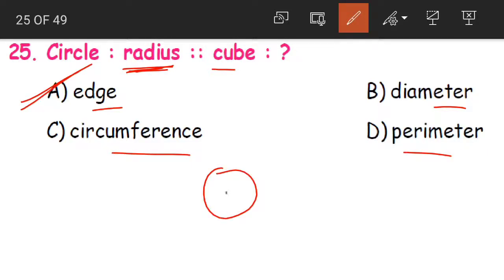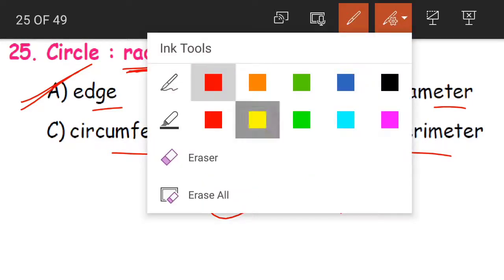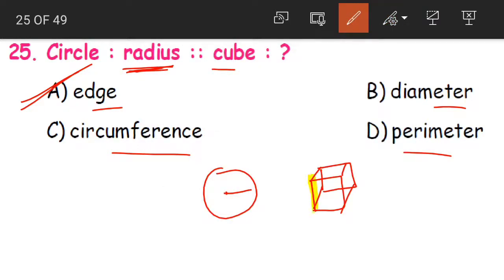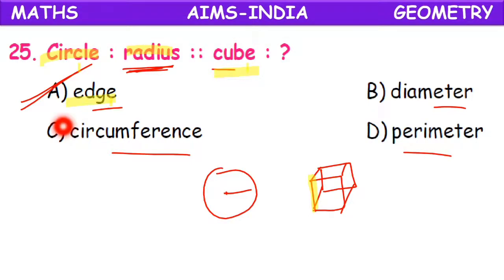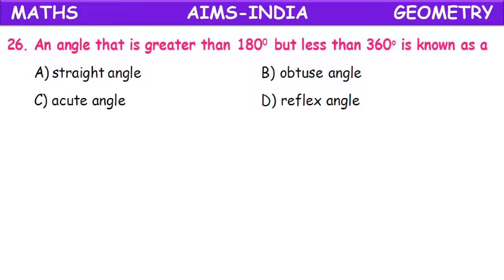For the circle, this is the radius, right? So for a cube, what is the edge, children? This one here, this line. Yes, these lines are nothing but the edges of the cube. Just as radius is to a circle, the edge and the cube also follow a similar relationship. Okay, so our answer is option A, edge.